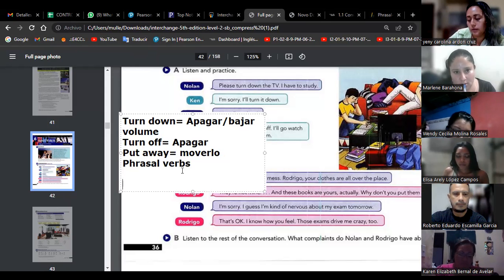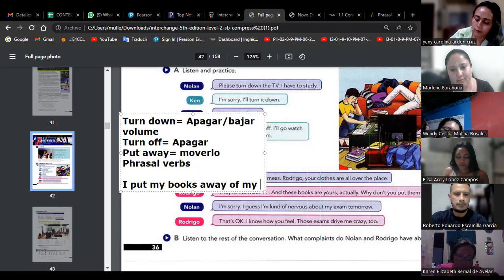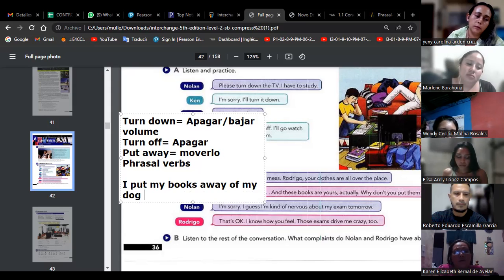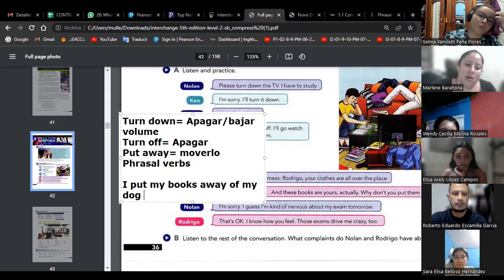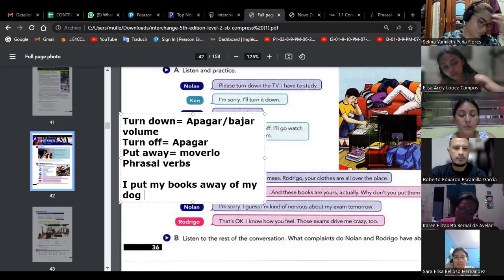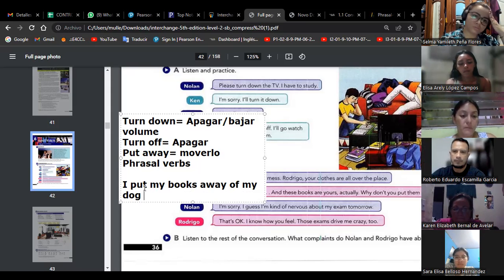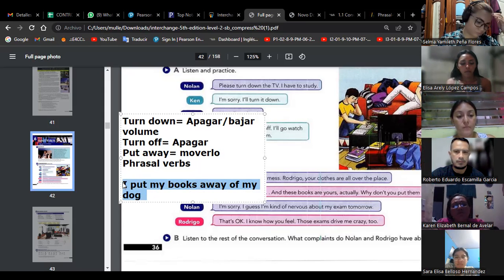And I will give you an example using the verbs. For example, I put my books away of my dog. Now everybody repeat, please. I put my books away of my dog. Now, if I translate the sentence, what would be the translation? Yes, that would be so lejos, far, far away. So in that case, that would be my sentence.